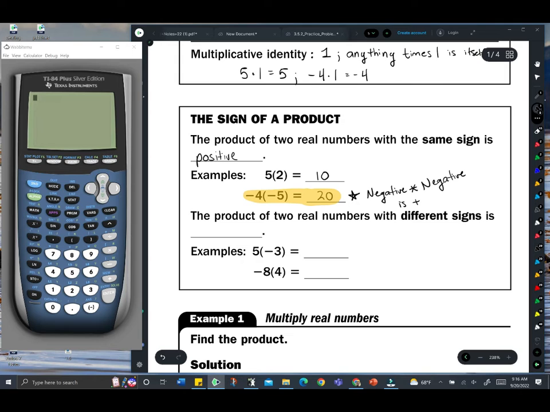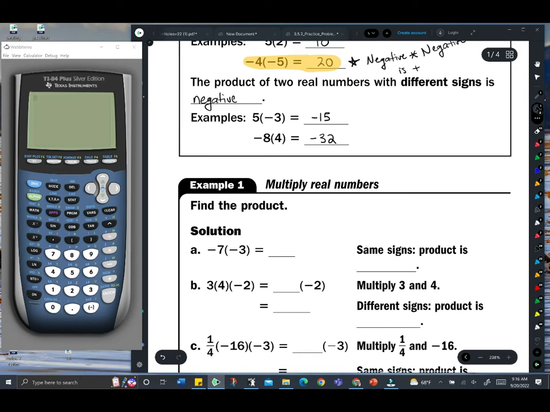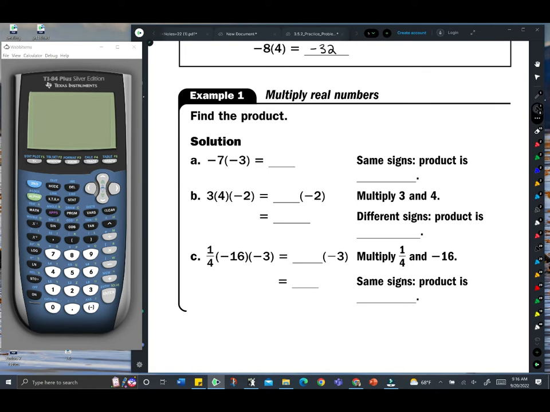The product of two real numbers with different signs is negative, and it doesn't matter what order. So you can have 5 times negative 3 is going to be negative 15, and negative 8 times 4 is going to be negative 32. So opposite signs, negative; same signs, positive.